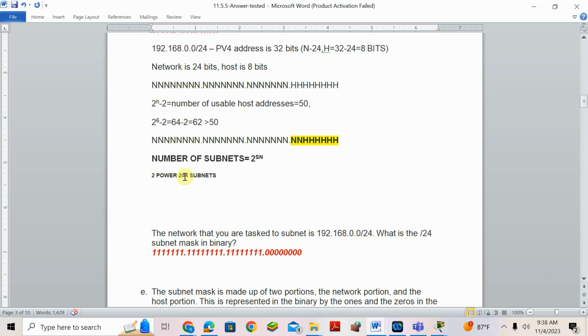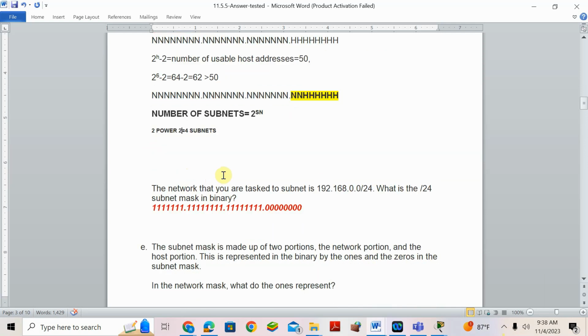So 2 power 2, 4 subnets. Okay, then the network you are tasked with subnetting is 192.168.0.0/24. What is the /24 subnet mask in binary? So how do we write this in binary?